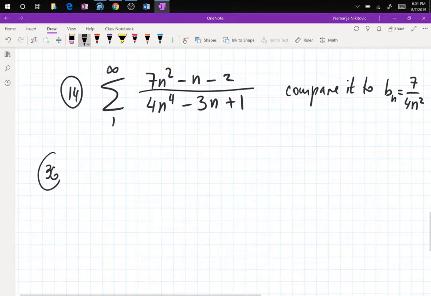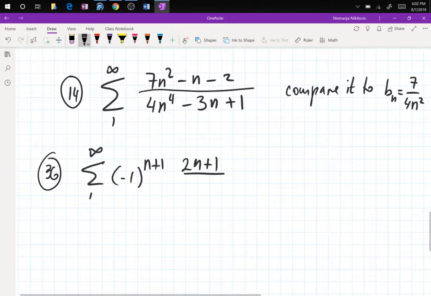Great. Summation 1 to infinity, negative 1 to the n plus 1, 2n plus 1, divided by n factorial. Talk to me. What is the obvious feature?